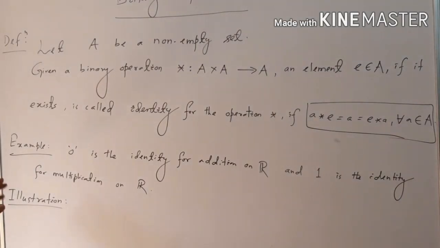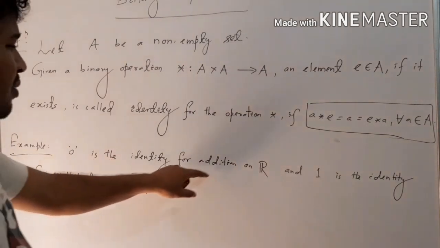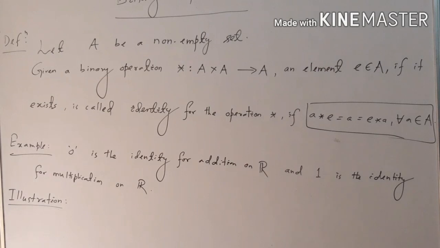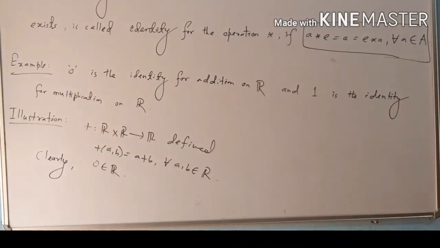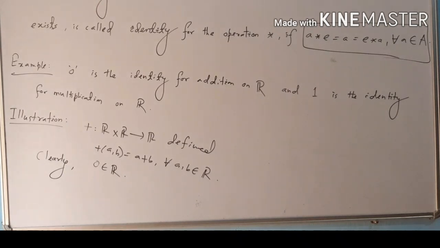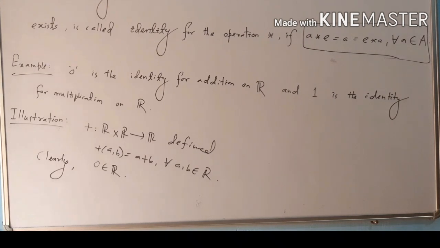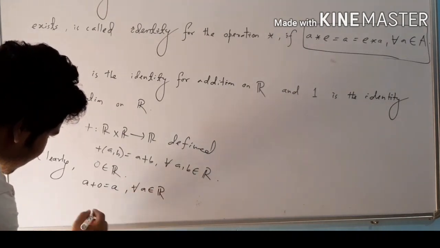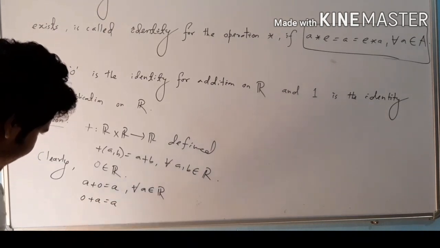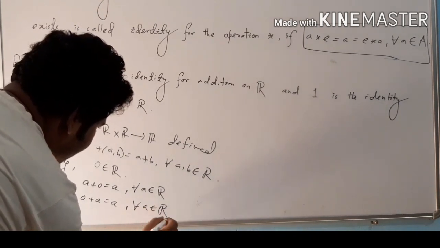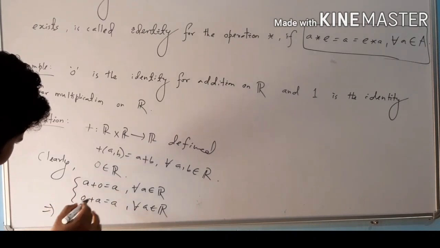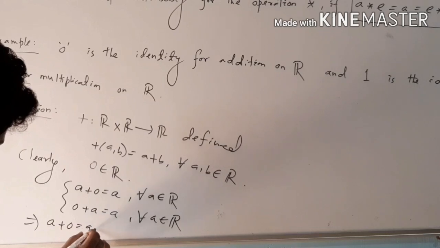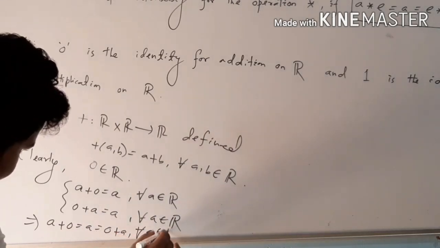So now I will explain an example. 0 is the identity for the addition on R and 1 is the identity for multiplication on R. For illustration, the addition operation from R cross R to R defined by addition of A comma B equal to A plus B for all A, B belongs to R. Clearly the element 0 belongs to R and it is easy to see that A plus 0 equal to A for any A belongs to R, and also 0 plus A equal to A for all A belongs to R. By combining the above two, I can write A plus 0 equal to A equal to 0 plus A for all A belongs to R.